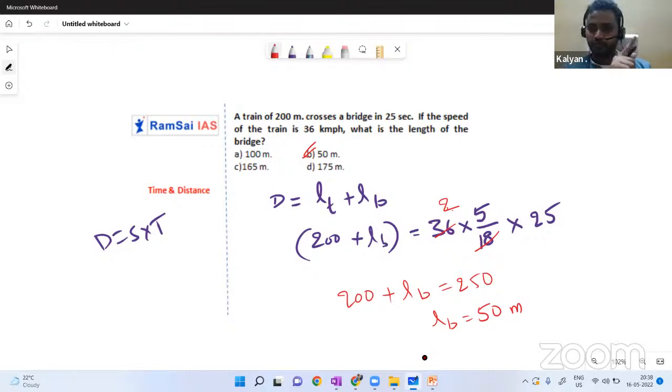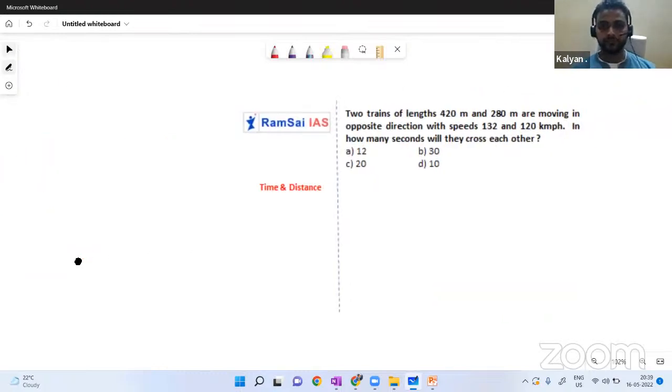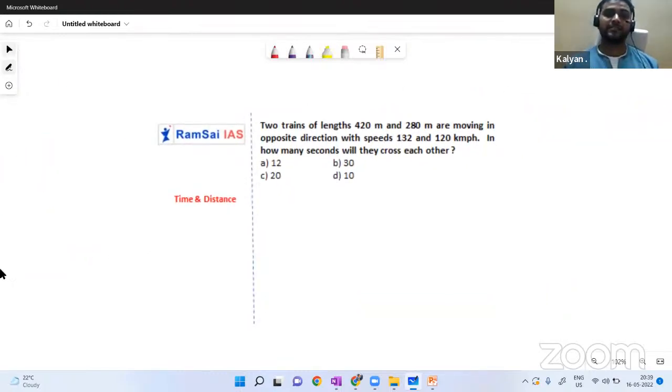You have to use those four cases. That's it, nothing else. And of course, unit conversions are mandatory. You also know that, right? So the next one now: two trains of lengths 420 and 280 meters are moving in opposite directions with speeds 132 and 120 kilometers per hour. In how many seconds will they cross each other?